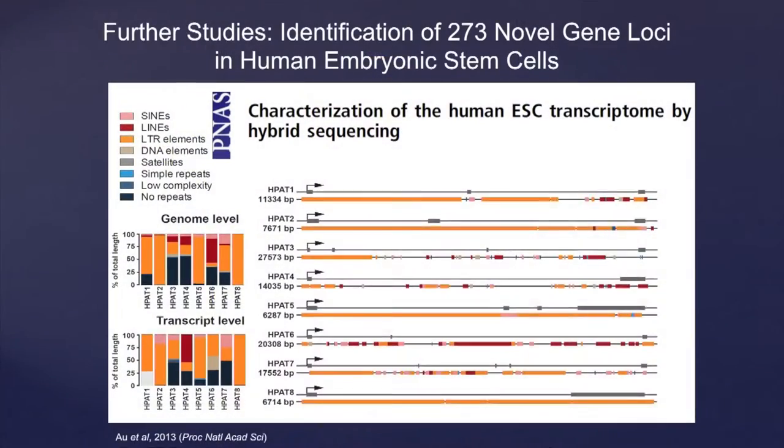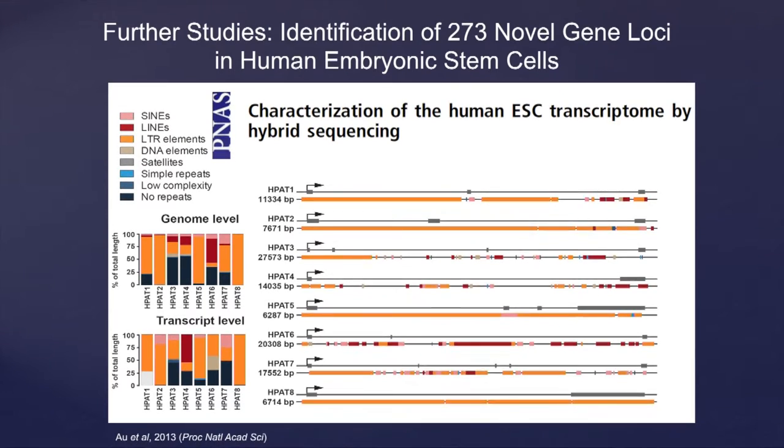Now, in order to begin to understand the pathways leading to differentiation of different cell types, they're all together called somatic cells, we collaborated with Wing Wong's lab, and we did what is called hybrid sequencing of the pluripotent stem cells, human embryonic stem cells. We wanted to ask the question, what genes are on? And this hybrid sequencing allowed us to find new genes that had not been identified previously. These genes are diagrammed here. We found about 273 novel genes, in spite of the fact that human embryonic stem cells had been sequenced a lot, but using a particular method, and we changed the method.